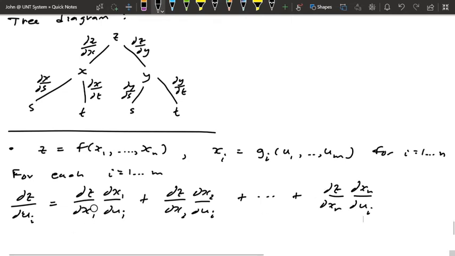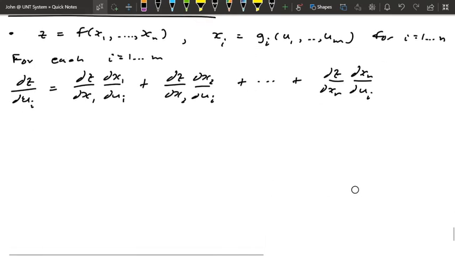And the way to remember this, besides the tree diagram, the first factor in each of these summands is going to correspond to the variables which z is a function of, x1 through xn. And then the second factor is always going to be taken with respect to the desired variable, which is ui. See, all of these are ui's here. So you take the partial of each of the variables with respect to ui.